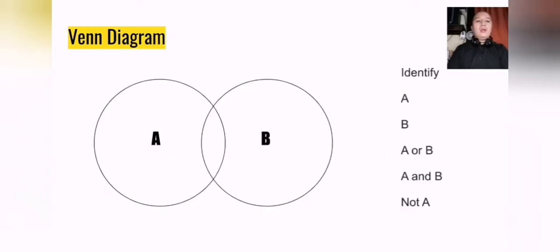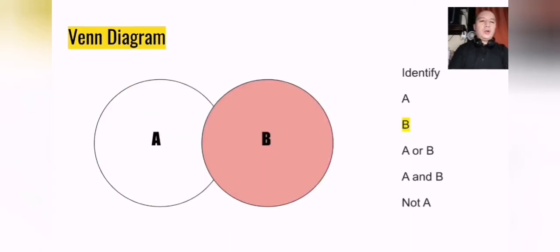So, for example, you have 2 circles for your Venn diagram. Let's identify A, B, where is A or B, and then where is A and B, and then finally, where is not A. So, of course, letter A is your leftmost circle, and then your letter B would be your right circle.